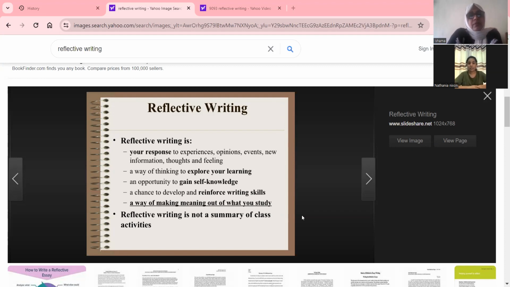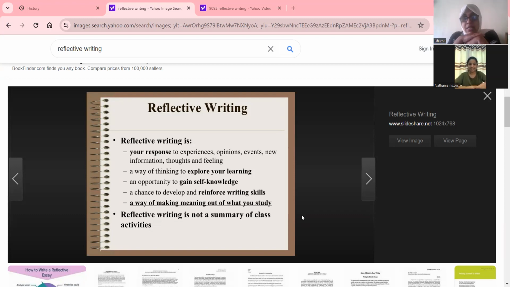Reflective writing is your response to experiences, opinions, events, new information, thoughts, and feelings. A way of thinking to explore learning, an opportunity to gain self knowledge, a chance to develop and reinforce writing skills, a way of making meaning out of what you study. Reflective writing is not a summary of class activities. Now try to compare with what you previously said. Sorry? I think it's basically what you said and not what I said.